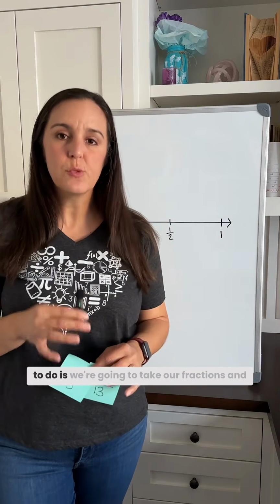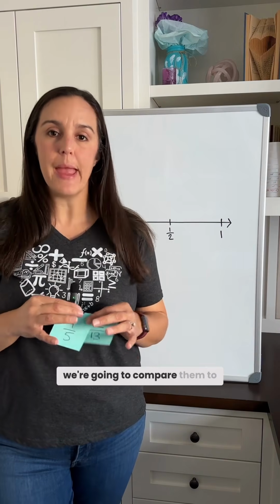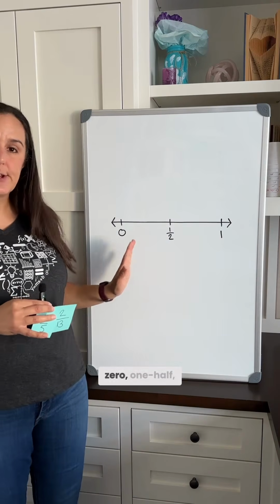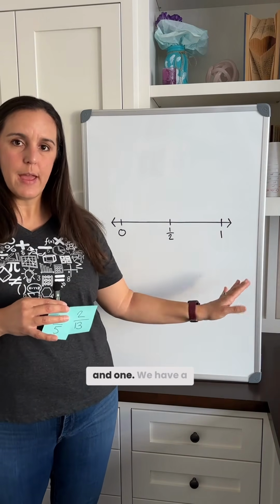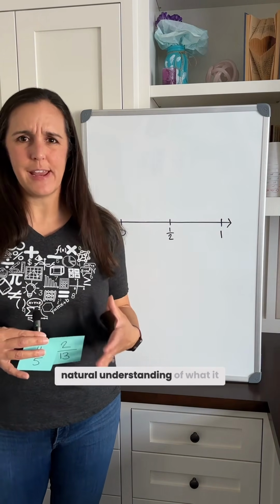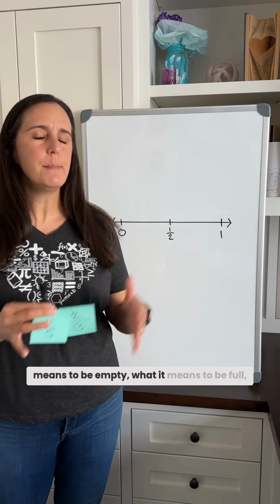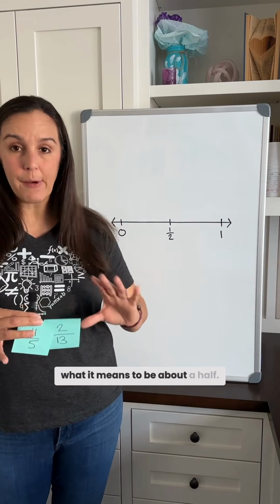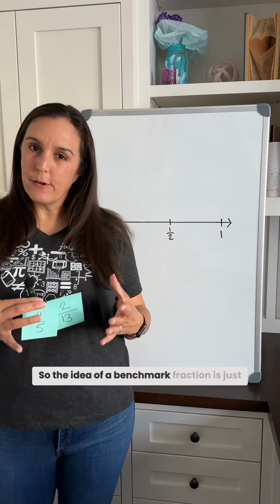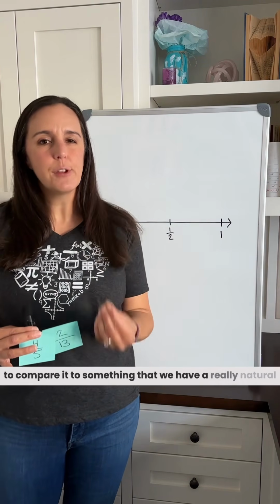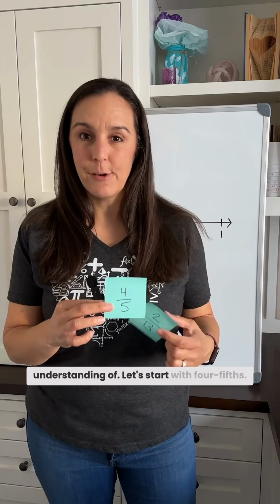So what we're going to do is take our fractions and compare them to these benchmark fractions: 0, 1/2, and 1. We have a natural understanding of what it means to be empty, what it means to be full, what it means to be about a half. So the idea of a benchmark fraction is just to compare it to something that we have a really natural understanding of. Let's start with 4/5.